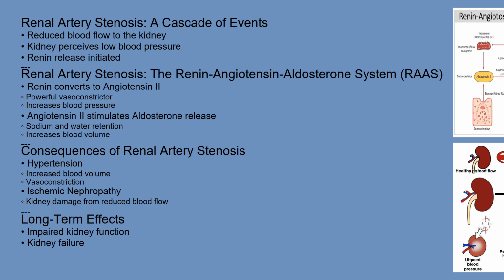Let's understand what happens when a renal artery narrows. When blood flow to the kidney is reduced, the kidney perceives a drop in blood pressure. In response, it releases renin, an enzyme that kicks off a chain reaction. Renin leads to the production of angiotensin II, a powerful vasoconstrictor, meaning it narrows blood vessels throughout the body. Angiotensin II also stimulates the release of aldosterone, a hormone that causes the kidneys to retain sodium and water. This entire process leads to an increase in blood volume and blood pressure, often resulting in hypertension.